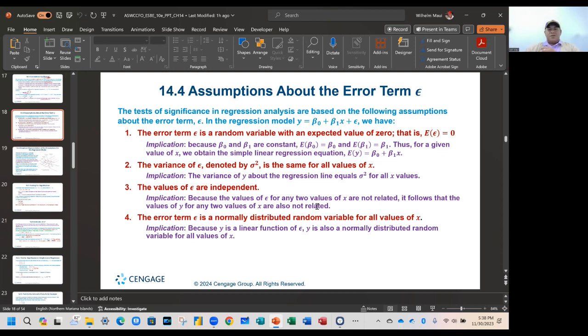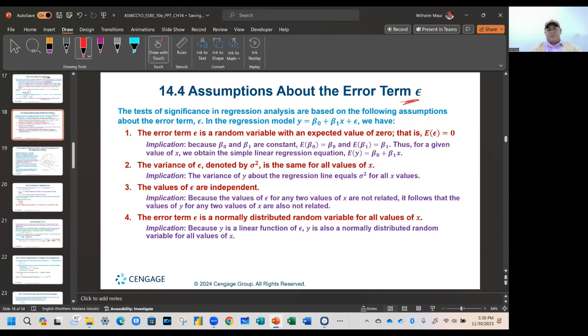The important assumptions regarding that error term, and there's 4 of them. The tests of significance in regression analysis are based on the following assumptions about that error term. And there's that model again: Y equals beta null plus beta 1x, and then the error term. The first assumption is that the error term is a random variable with an expected value of 0.